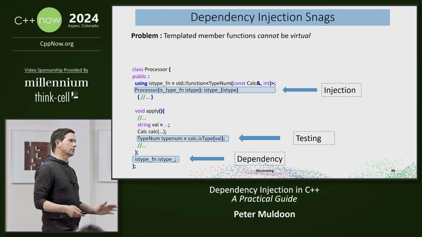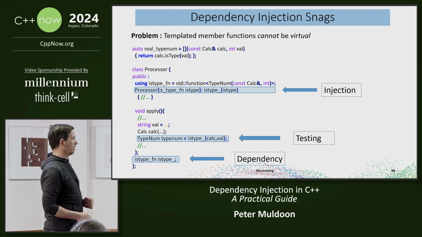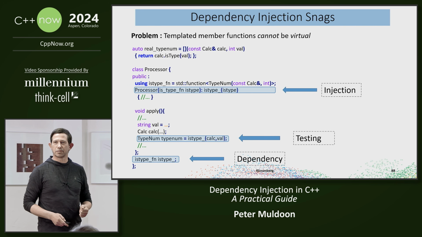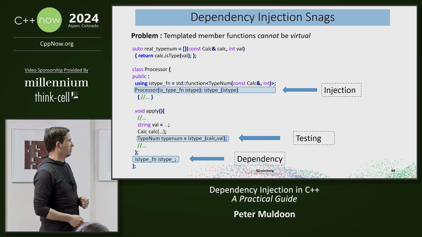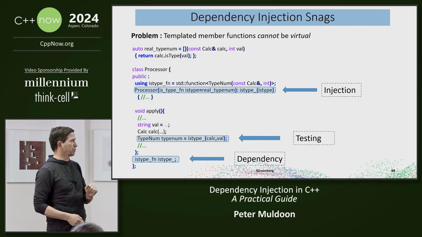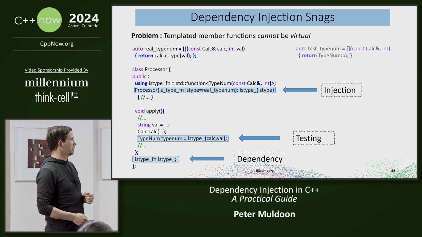Hit the compile button, we have trouble, right, because I've changed the constructor. So then I said, okay, well, what does the real type do? It just calls calc.isType on my value. All right, and now I'll just put that in as a default. You could put it in as an overload, right? You put it as a default, and now I'm golden, all right?